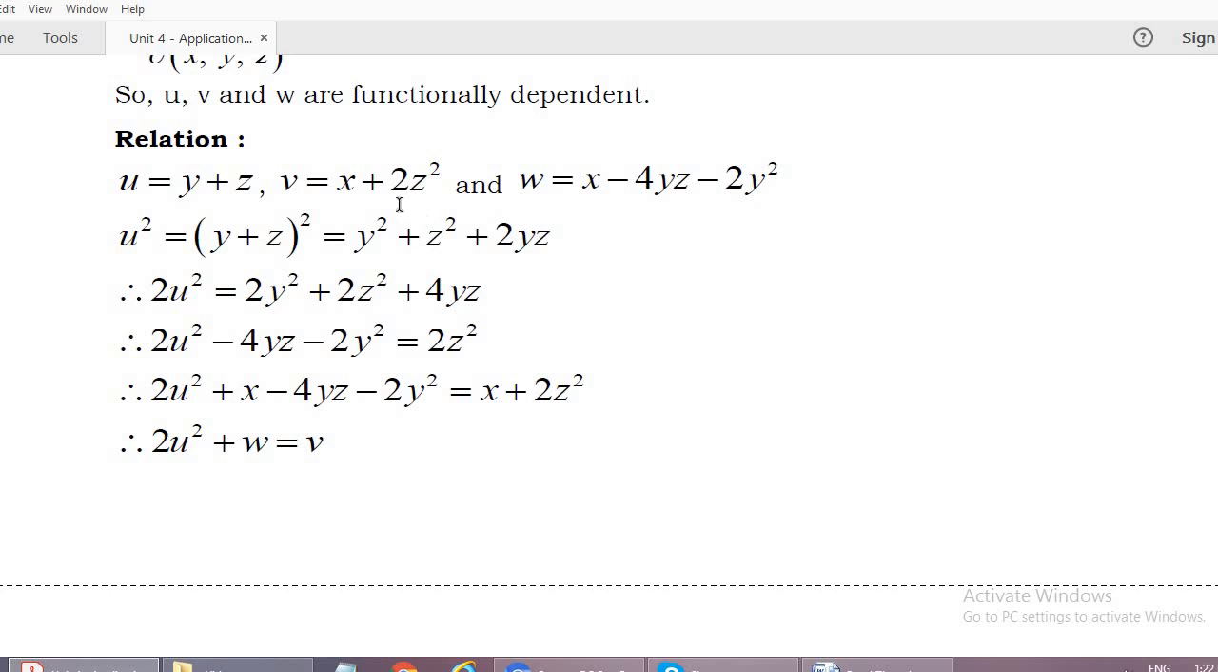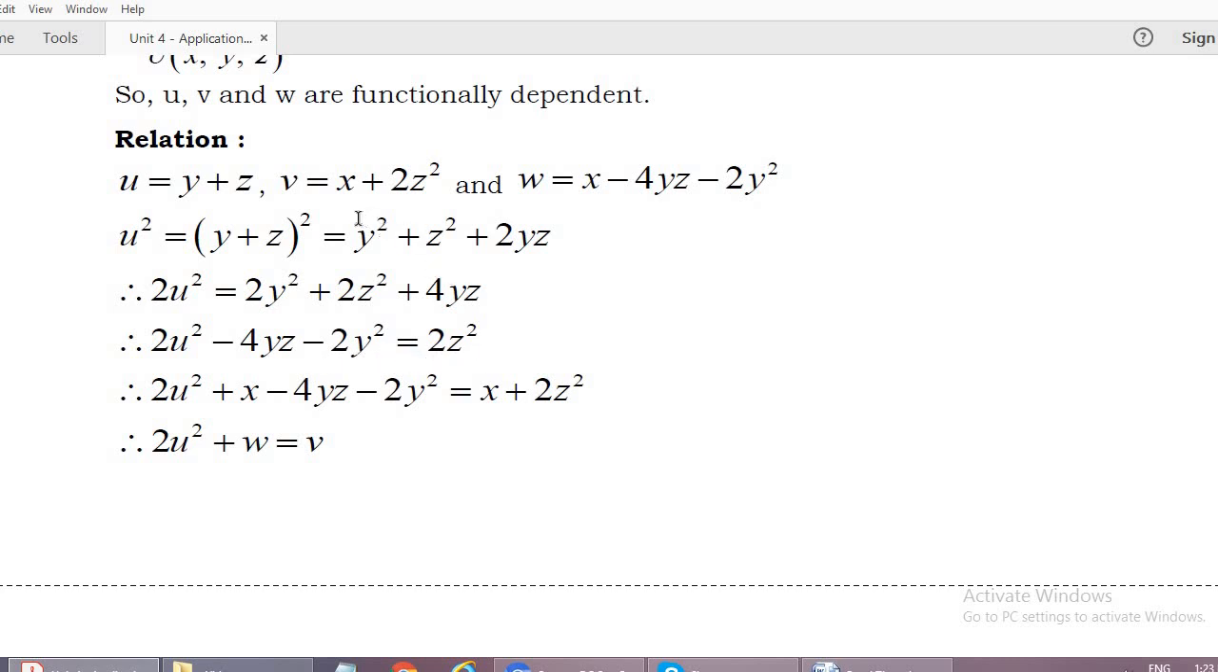Further, we see here the coefficient of z square is 2, and the coefficient of yz is 4. So let us multiply throughout by 2. 2u square equal to 2y square plus 2z square plus 4yz. Further, 4yz and 2y square have negative signs, so let us take these to the left hand side. So 2u square minus 4yz minus 2y square is equal to 2z square.